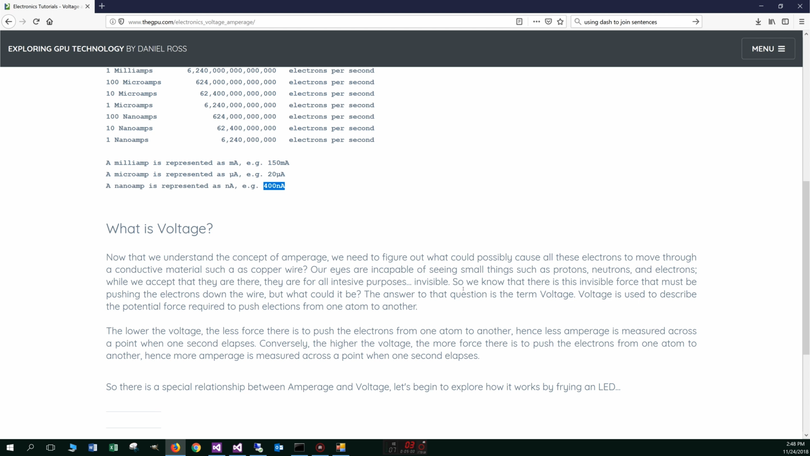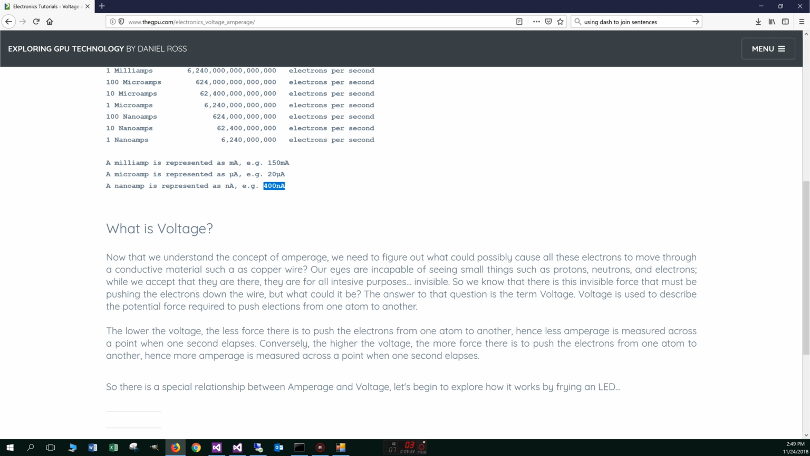So we know that there is this invisible force that must be pushing the electrons down the wire, but what could it be? And the answer to that question is the term voltage. Now, voltage is just used to describe the potential force required to push electrons from one atom to another. The lower the voltage, the less force there is to push the electrons from one atom to another.